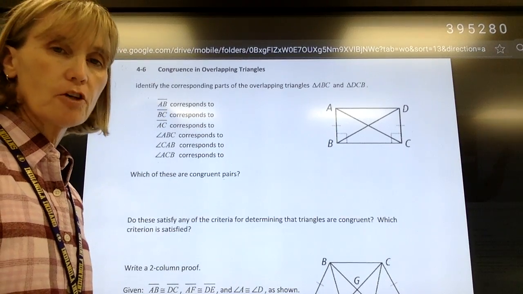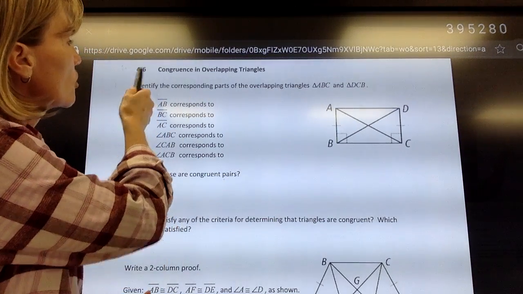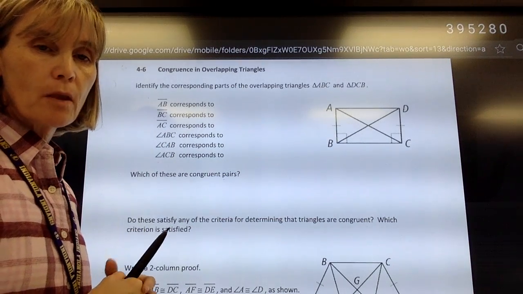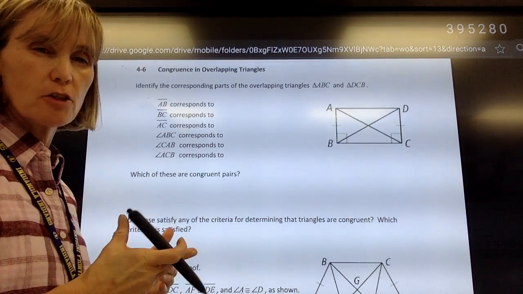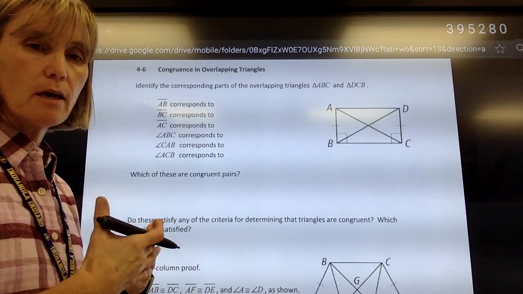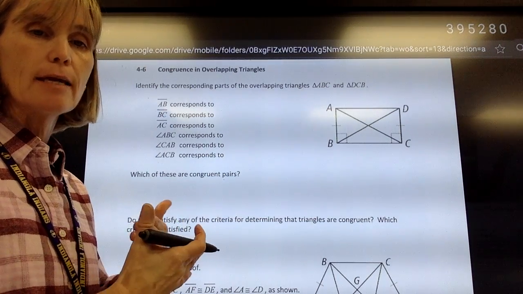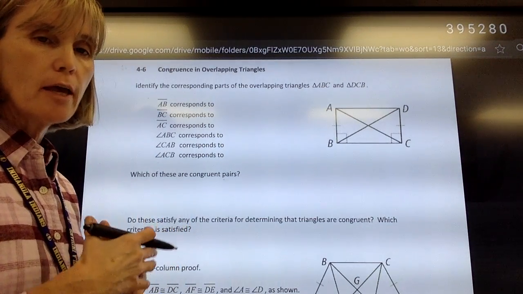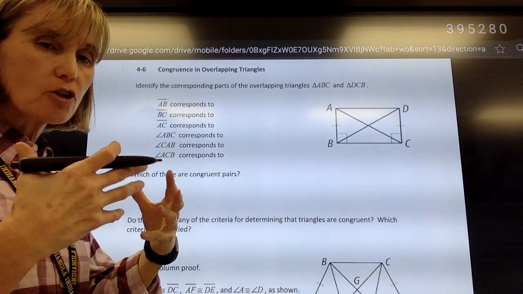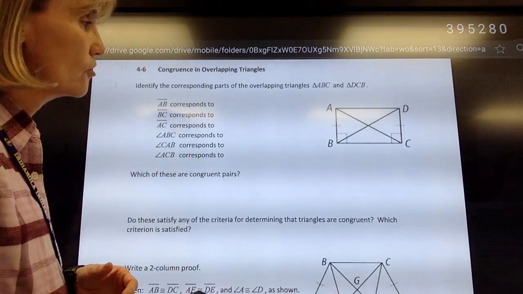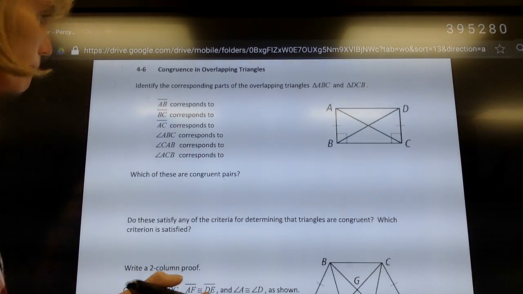This is the last section for topic 4, section 4.6, congruence in overlapping triangles. Now this might be the toughest one for us to visualize, because you're going to see overlapping triangles. Those are triangles where parts of them are laying on top of each other. Visually, mentally, you have to try to separate these triangles, which is not always easy. So cut yourself some slack, but give it a shot.